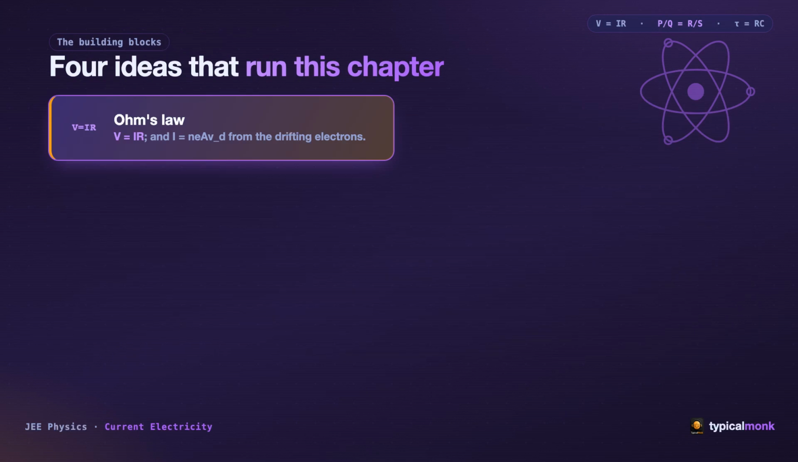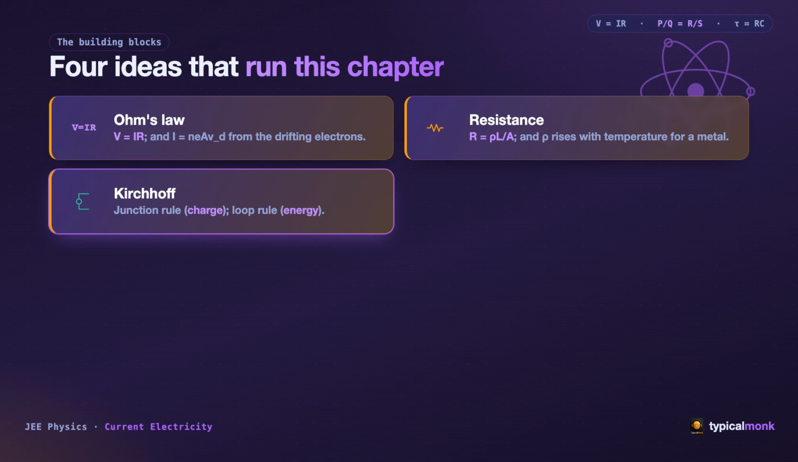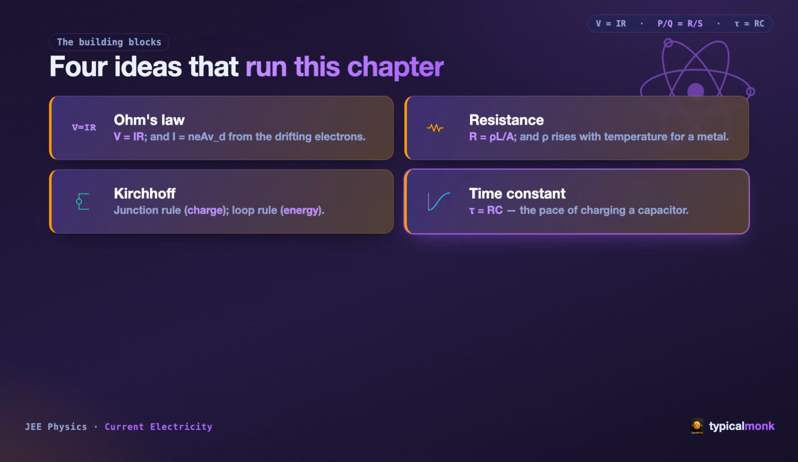Four ideas run this entire chapter. Look at them together first. Ohm's law, V equals IR. And, from inside, the current I equals nEA times the drift velocity, the electrons creeping along under the field. Resistance. R equals rho L over A; longer or thinner means more resistance, and for a metal, rho rises with temperature. Kirchhoff's laws. The junction rule from the conservation of charge and the loop rule from the conservation of energy. And the time constant. Tau equals RC, the pace at which a capacitor charges through a resistor.